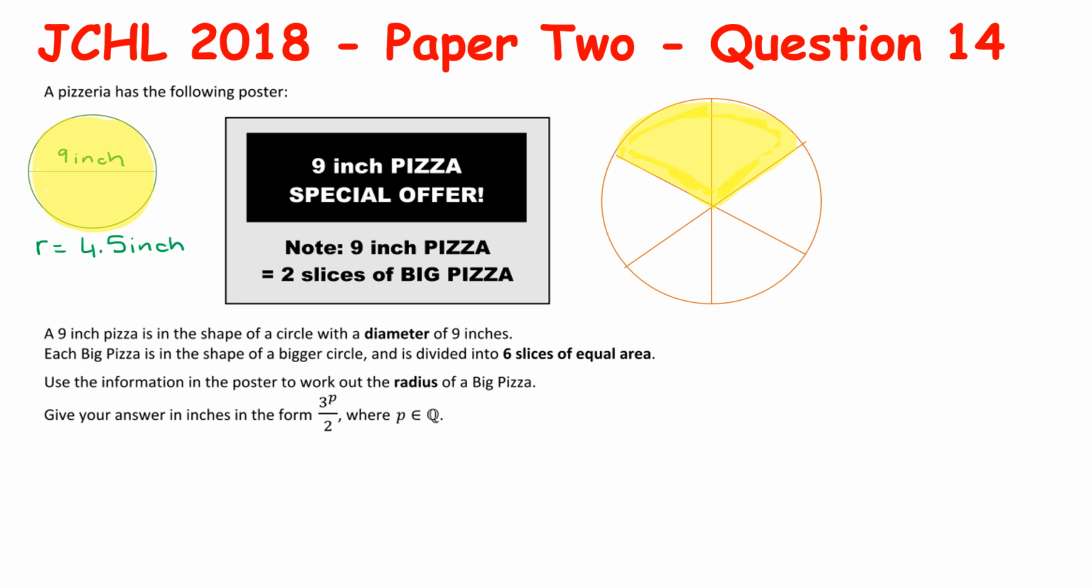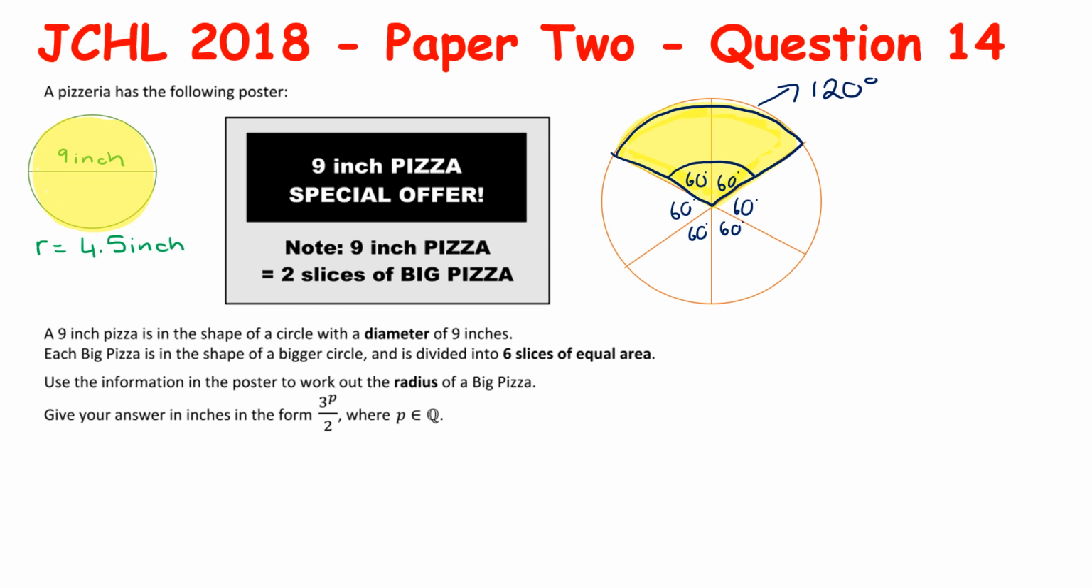So in terms of the sector, we have a full circle, 360 degrees, divided into 6 equal pieces, which means each of these sectors has an angle of 60 degrees. So the sector that we're looking at is going to be this piece here, and that has an angle of 120 degrees in total. So we know that the area of the circular 9-inch pizza is going to be equal to the area of the sector. So let's get the area of each piece.